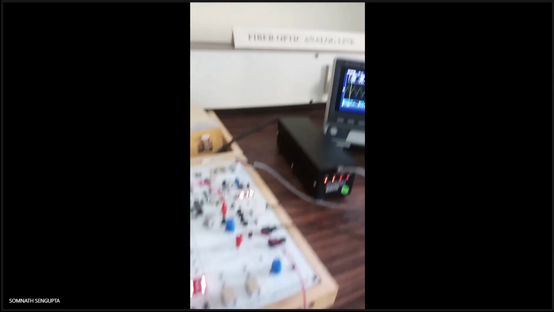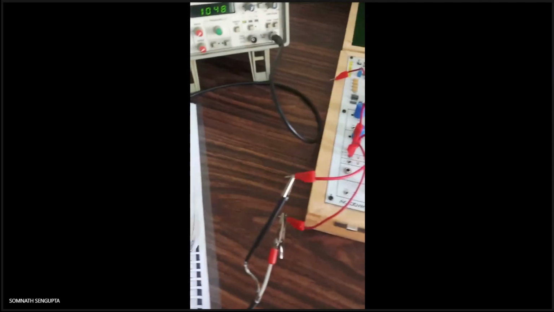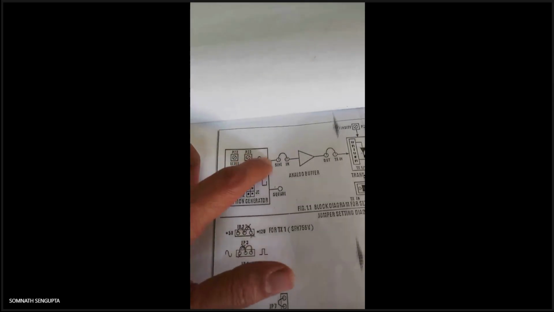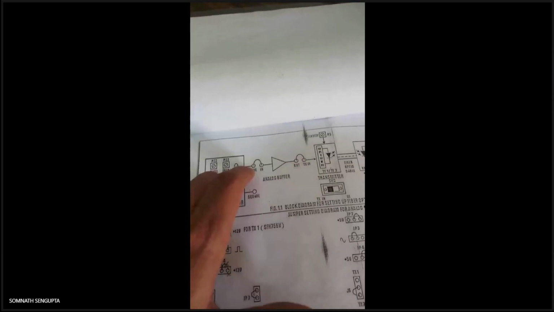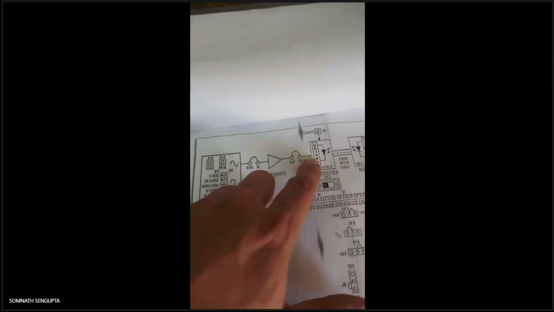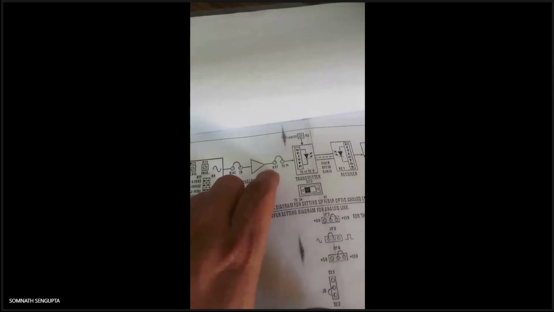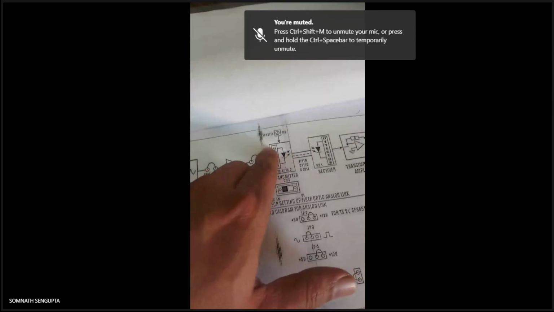You see the first block diagram connection, or experimental setup, for this. First we will transmit the analog signal, and then transmit it to some buffer stage. The buffer stage is nothing but it matches the impedance between the input circuit and the output circuit. Then some circuit, that is the transmitter circuit, is used.